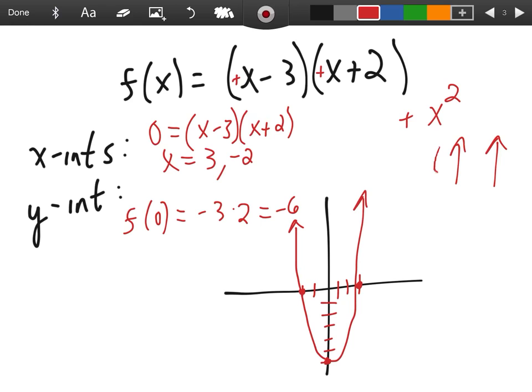I can see my arrow on the left is pointed up. My arrow on the right is pointed up. I cross through the x-axis at x equals negative 2 and at x equals 3. And then I cross through the y-axis at y equals negative 6. So, yes, this is a quadratic. This is very basic. We know how to sketch quadratics. But now we're going to apply that to higher degree polynomials, like polynomials in third, fourth, fifth, etc.